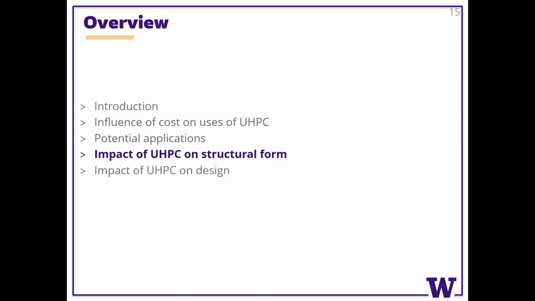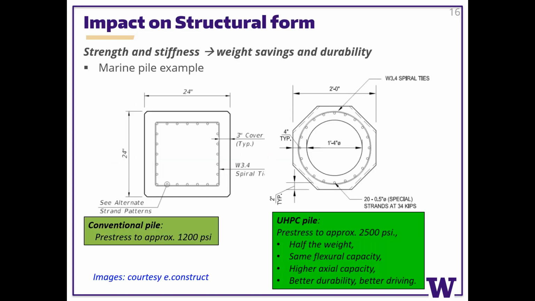So let's have a look at the impact on structural form and see where that takes us. Now this slide here I took from eConstruct from Maha Tadros, supplied it for me. And this is an example of changing a standard 24-inch square pile, pre-stressed, and instead making an octagonal pile of the same outer dimensions, the same 24-inch dimensions, so you could theoretically make it from the same form with a couple of blockouts, but also make it hollow.